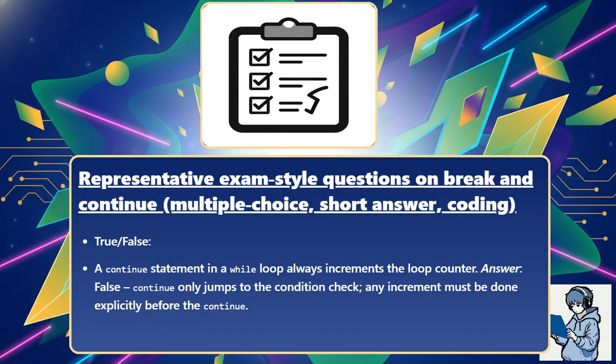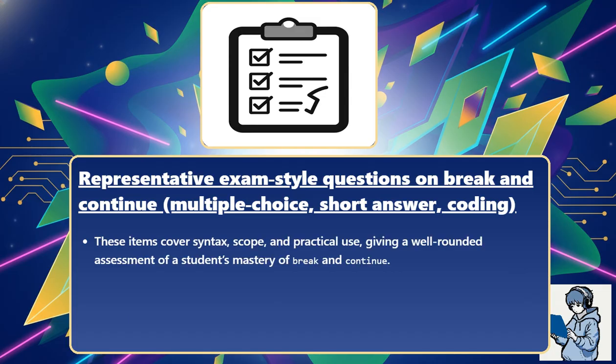True or false? Number 4. A continue statement in a while loop always increments the loop counter. Answer: false. Continue only jumps to the condition check. Any increment must be done explicitly before the continue. These items cover syntax, scope, and practical use, giving a well-rounded assessment of a student's mastery of break and continue.